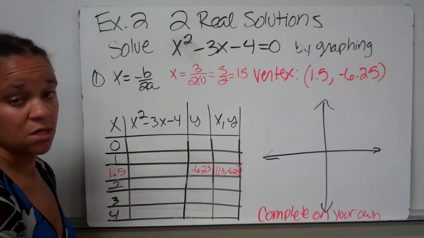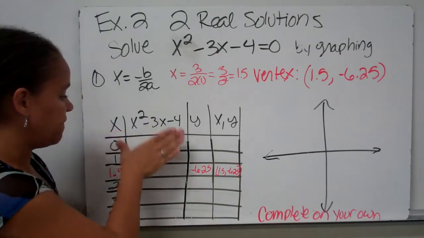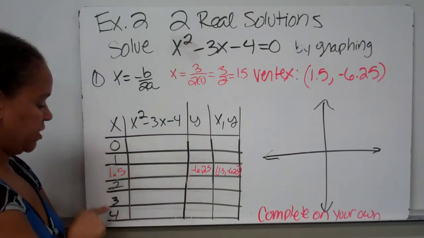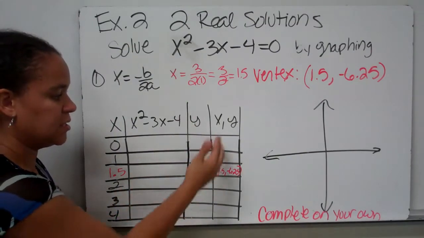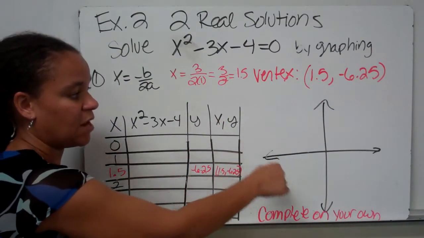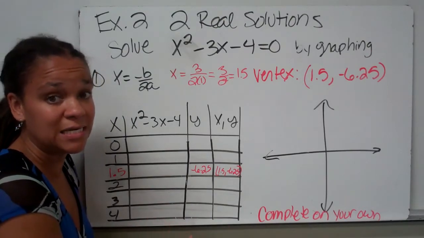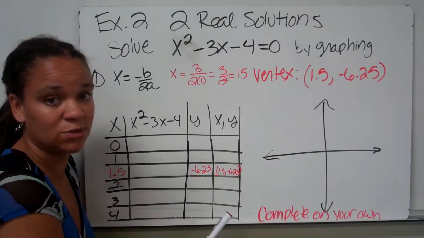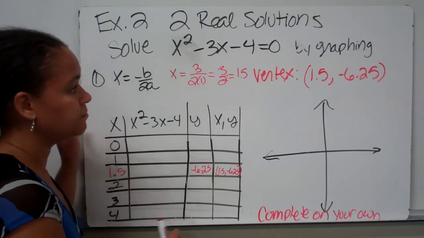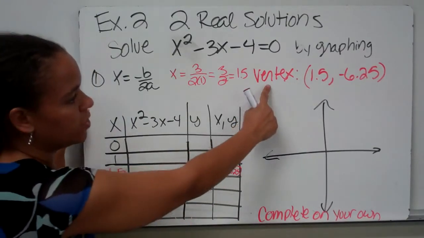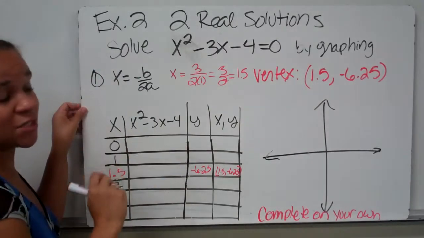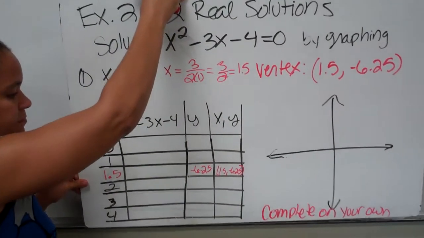That's my vertex. What I want you to do is to finish this table. Finish this table, find your y's, find your ordered pairs, and then I want you to plot them. From that, if you do it correctly, you should easily be able to see the solutions, and that's what I'll be looking for in your notes. Notice, I've already given you the vertex, so at least there is 1 point you already have.